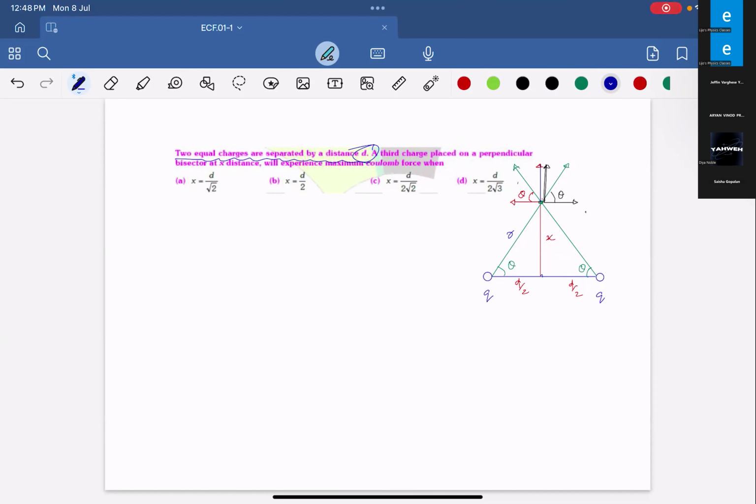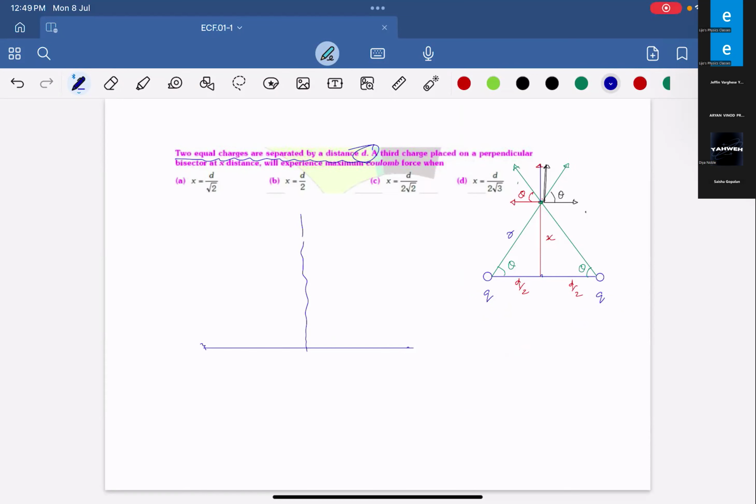So look at this. I have drawn the figure. First charge here is q. Second charge is also q. And they have a separation of d. That is what they have given. So half is d by 2, d by 2. Then on the perpendicular bisector, you know what perpendicular bisector is? If we have a line like this, the line is called perpendicular bisector. It is also called equatorial line.